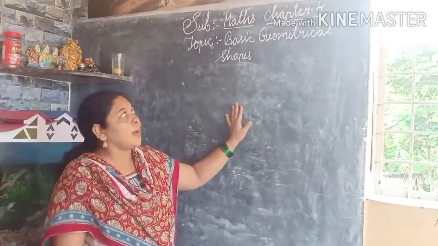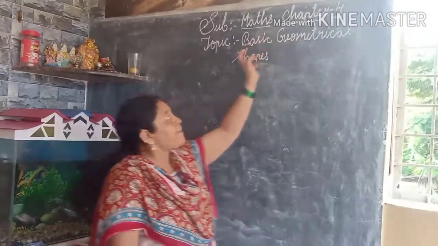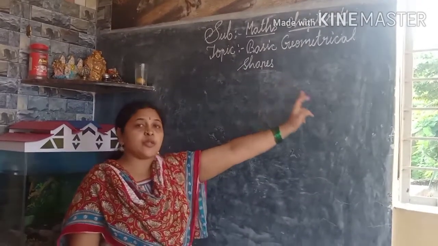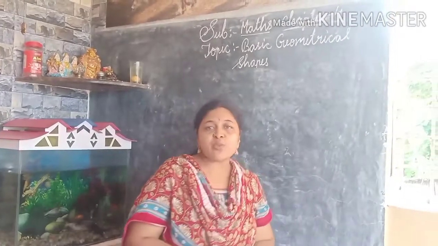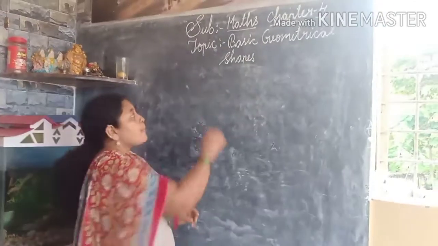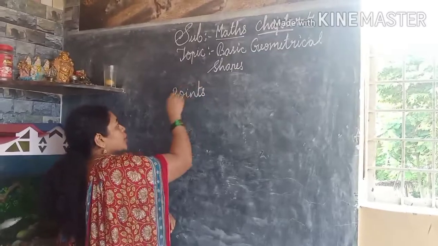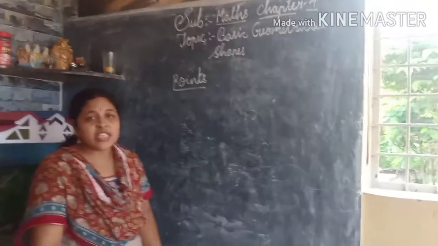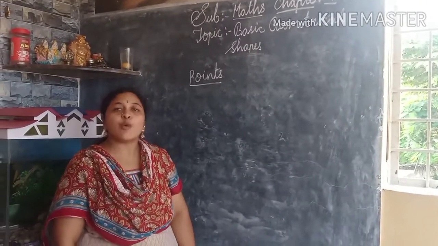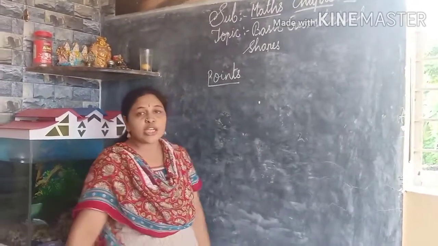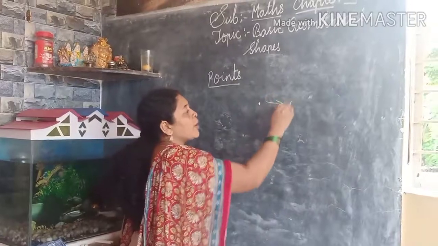Today our topic is chapter 4, basic geometrical shapes. In our basic geometrical shapes, first we will look into what are points. Before going into points, we know what is a point, isn't it? What is a point? A point is nothing but a dot. This dot is called a point.